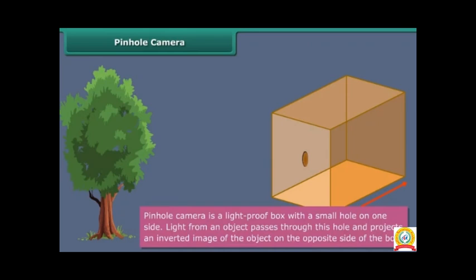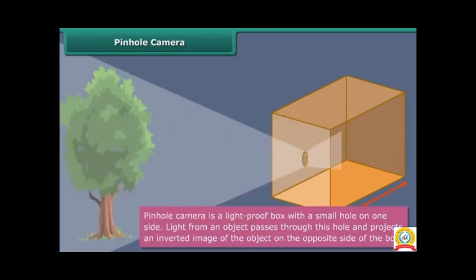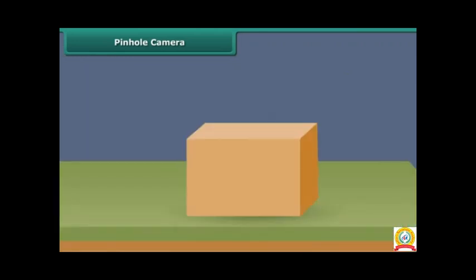Pinhole camera is a light-proof box with a small hole on one side. Light from an object passes through this hole and projects an inverted image of the object on the opposite side of the box. Let us learn how to make a pinhole camera. Take a cardboard or a tin box. Cut open a side of the box and paste a tracing paper over it.